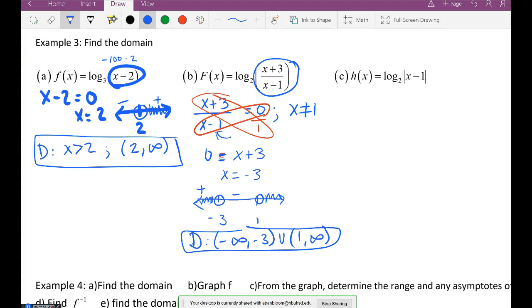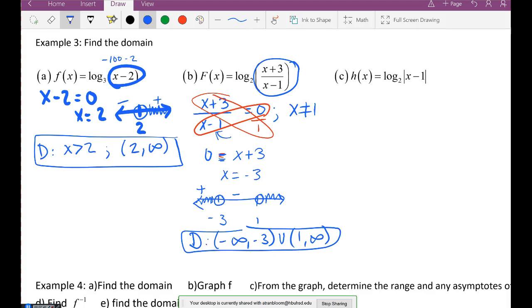Nathan? Well, it's 0 minus 1. And then we're trying to figure out the domain. Good. Did you talk to your team yet? Yeah. What have you guys decided? X cannot be 1. Okay. Why not? Because when you set it equal to 0, it comes out as 1.